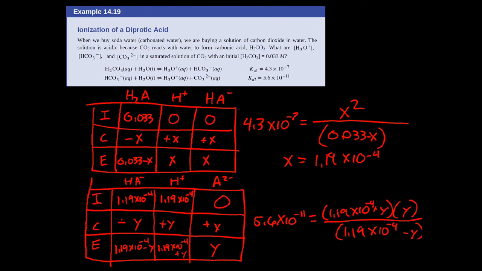So that plus, and then that again, all of that divided by 1.19 times 10 to the negative 4 minus q. I'm using q for my unknown here. And then that minus 5.6 times 10 to the negative 11. Alright, here's hoping it works.